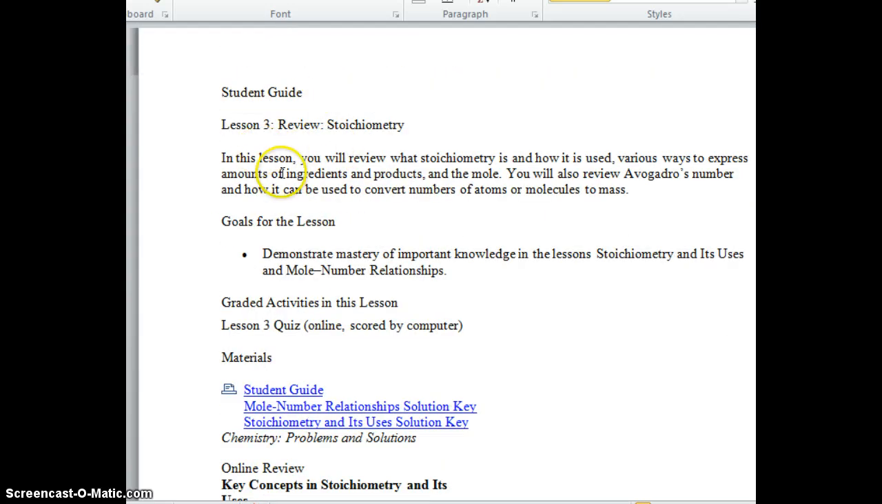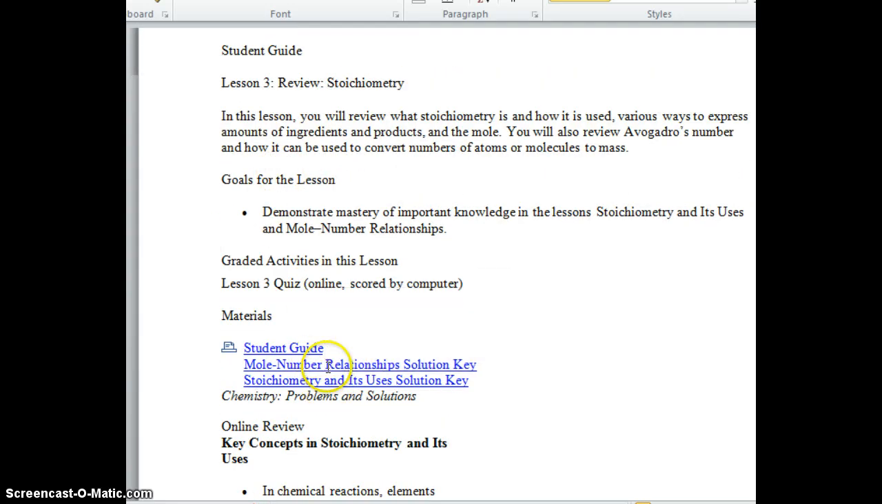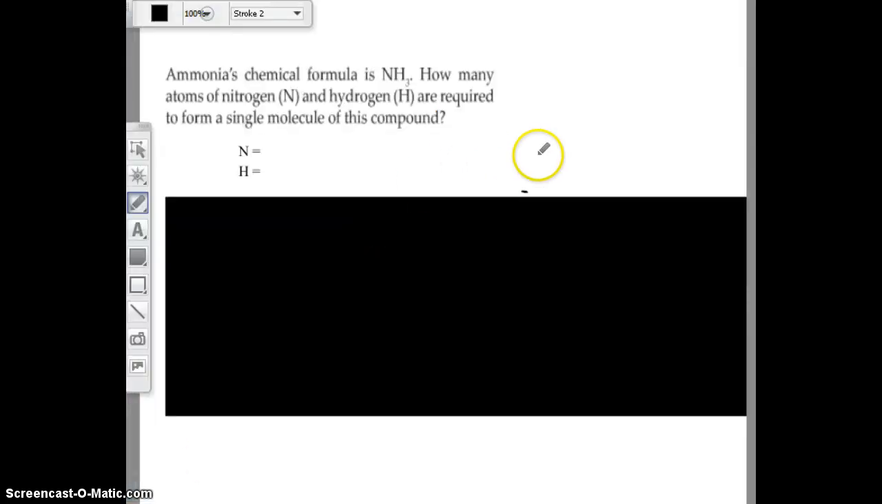When you click on the student guide and open that, here are the links you will use to find the answers. Here's question 1. Ammonia's chemical formula is NH3. How many atoms of nitrogen and hydrogen are required to form a single molecule of this compound?